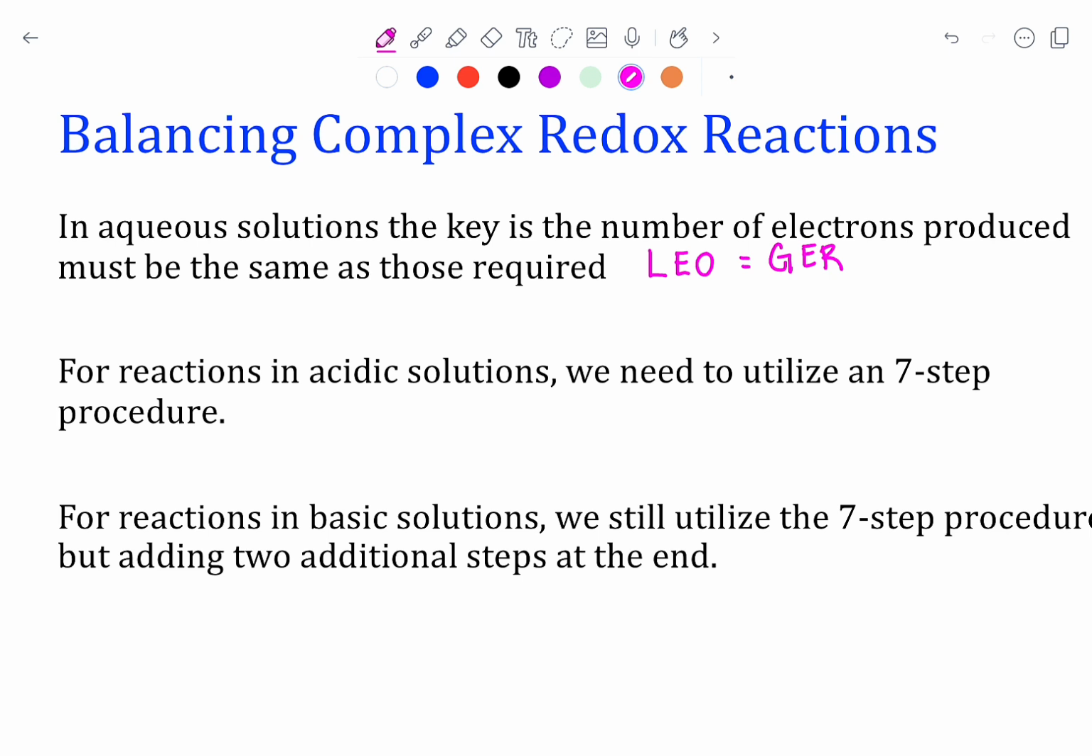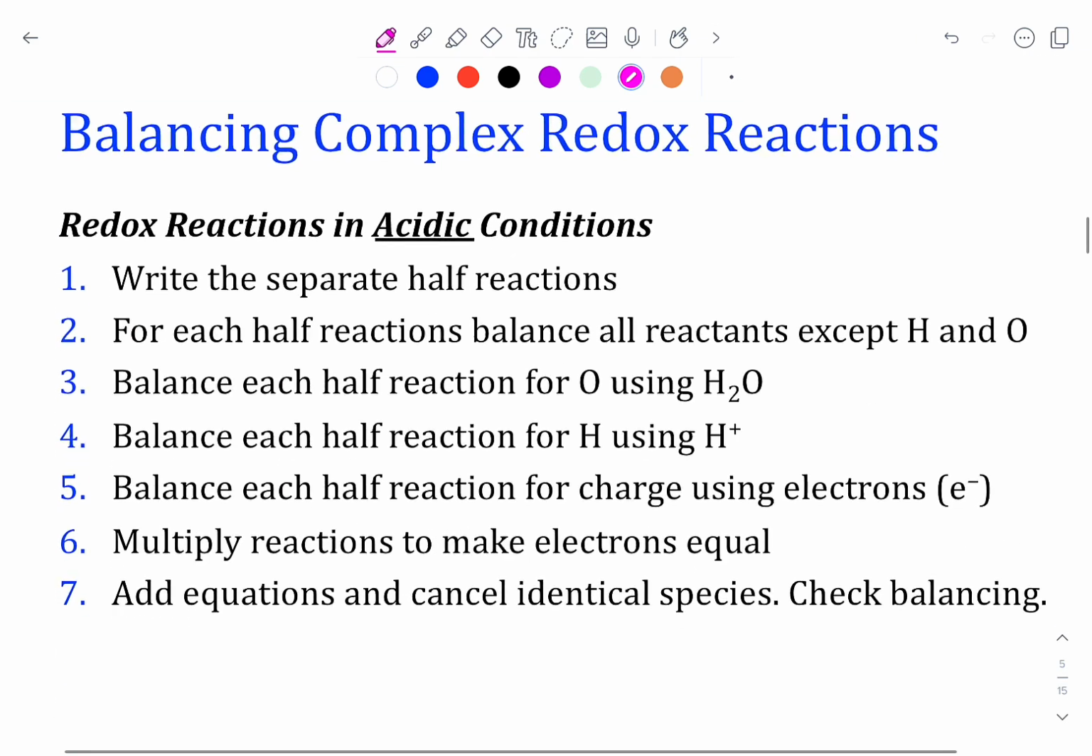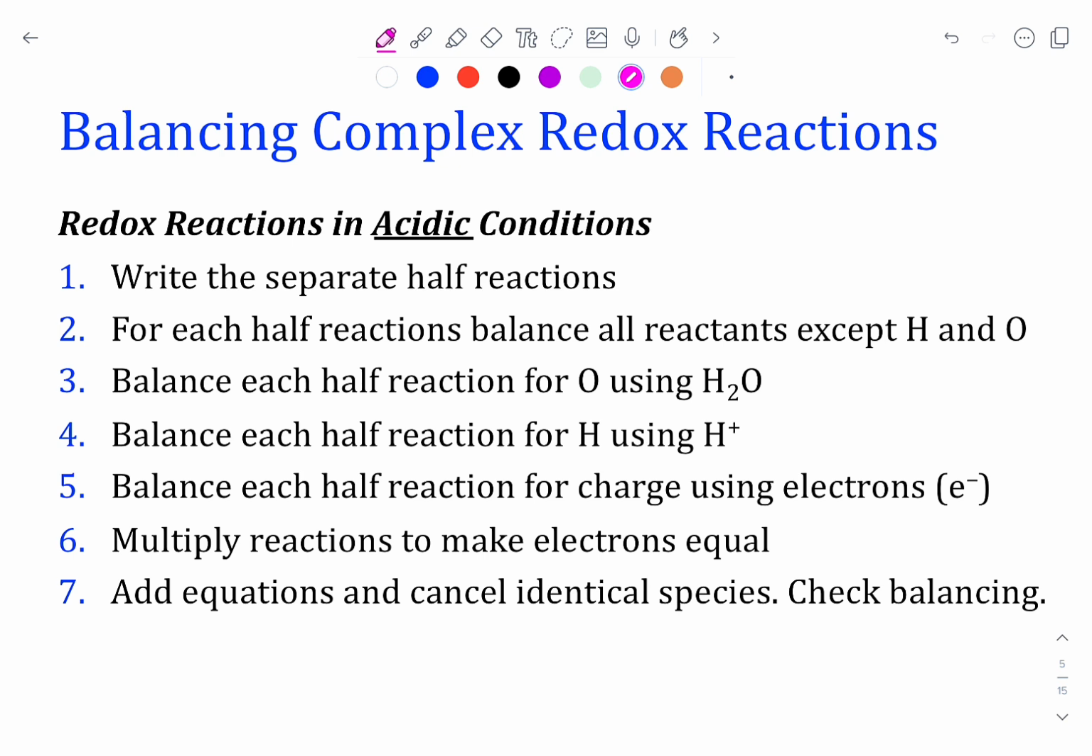Okay, so the best thing that we can do for learning these complex balancing reactions is to just go through the practice. So let's go through our 7 steps first, and then we will use those 7 steps to start balancing those reactions. So when we have redox reactions in acidic solutions, the steps in order to balance them are as follows.